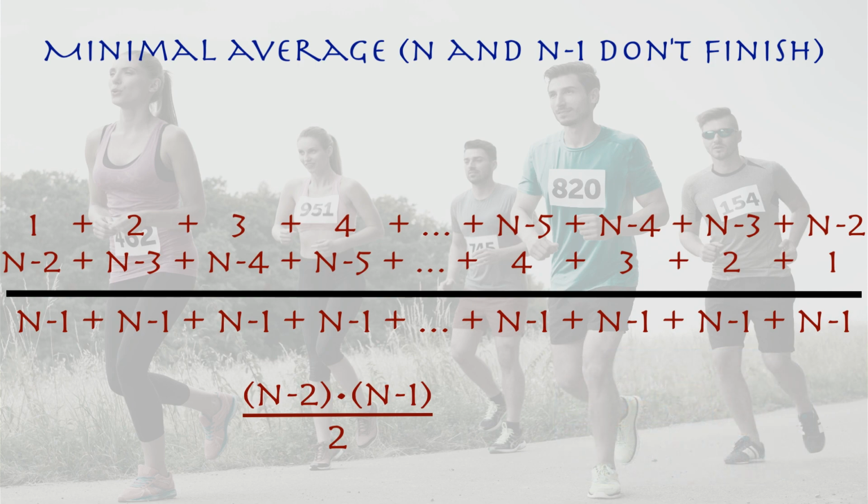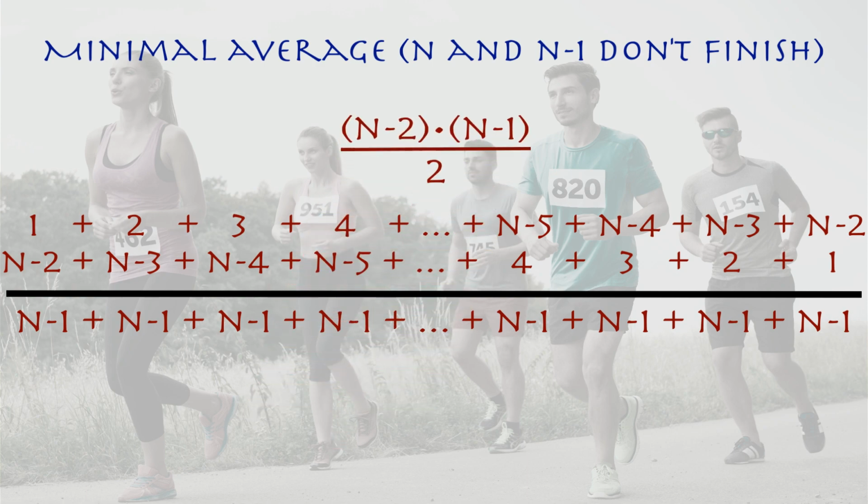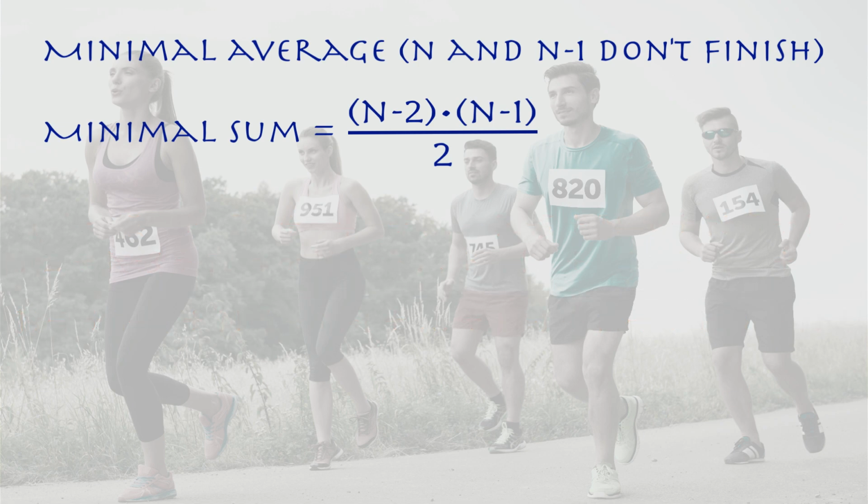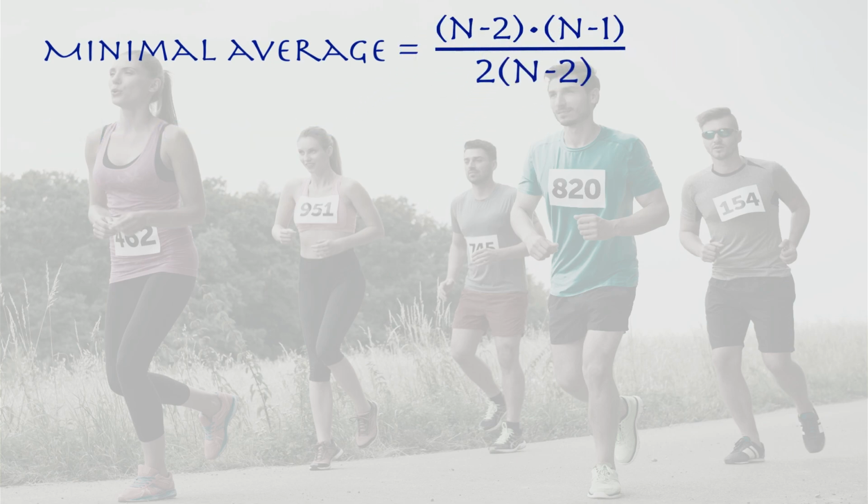If the 2 runners that didn't finish were wearing the 2 highest numbers, then the sum of the numbers of the runners who did finish would be n minus 2 times n minus 1 divided by 2. To turn this sum into an average, we just divide by the number of runners who finished. N runners, 2 didn't finish, so n minus 2 did finish. Conveniently, the n minus 2's cancel, and we get n minus 1 over 2 as our minimal average.